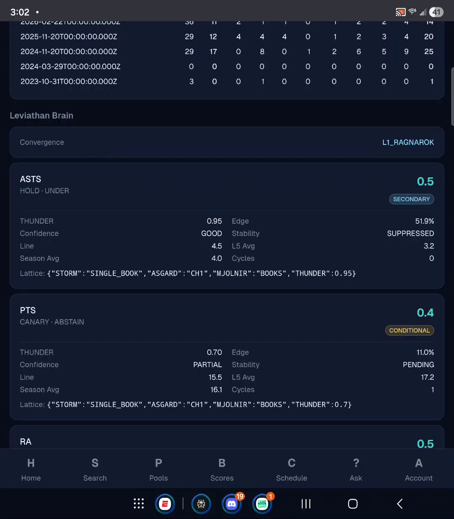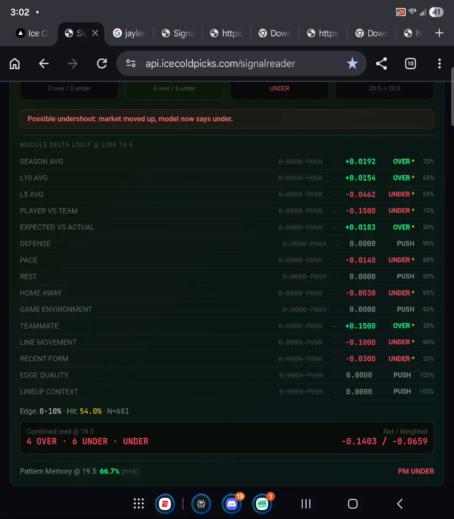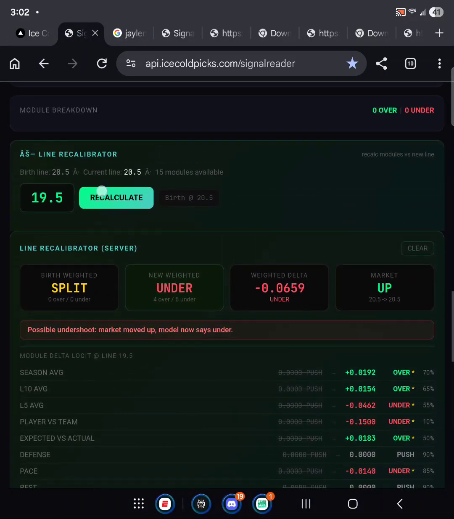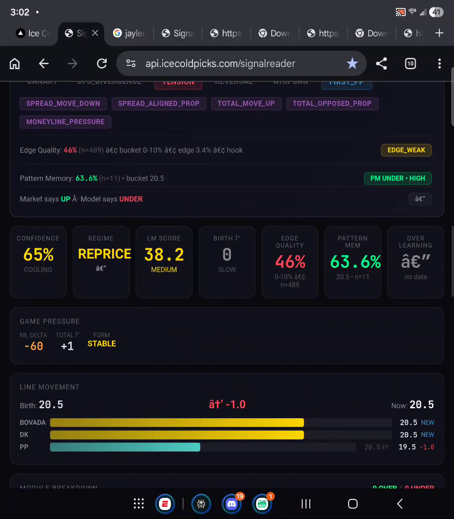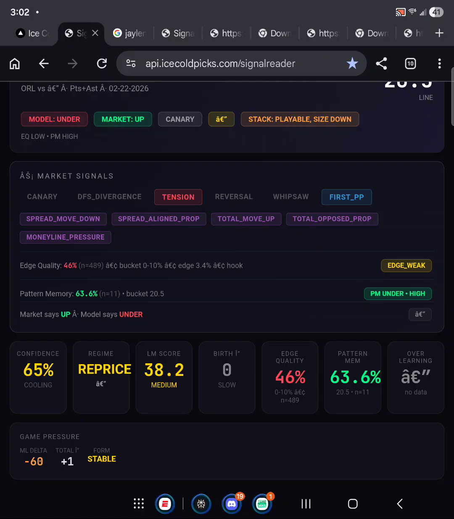All right, so there's a story to be told in both. So what is the sway? Where do you lean? Well, typically, I see that this one doesn't have the overlearning rules, which it should. But I see that, hey, pattern memory is 63.6. That means that typically he goes over. He hits more on the under because the model is saying under.